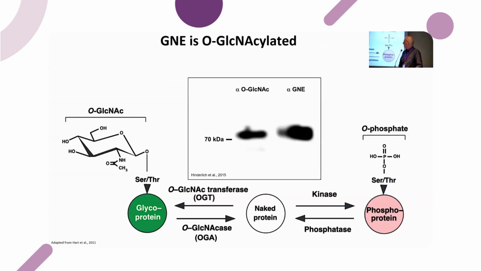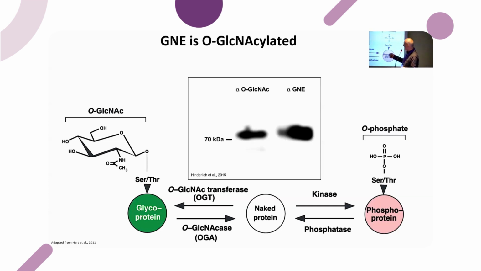Some years later, we also checked another post-translational modification, O-GlcNAcylation, which is very similar to protein phosphorylation because it occurs on the same residues, like serine. You see here the scheme, which was mainly introduced by Gerald Hart. You have a naked protein, and a kinase phosphorylates the protein. Then you have a phosphoprotein, and phosphatases do the opposite. But the same protein can also be O-GlcNAcylated by O-GlcNAc transferases, and the O-GlcNAc can also be removed. So this is a dynamic post-translational modification, like phosphorylation.